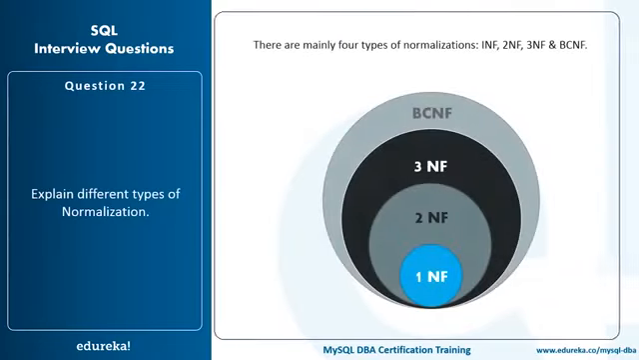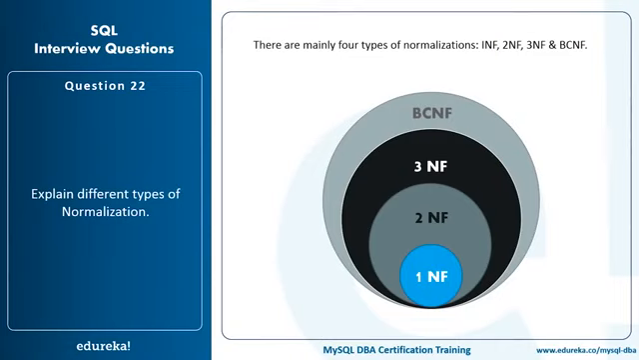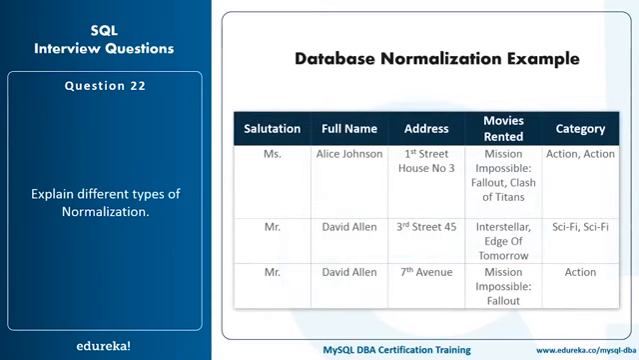So there are mainly four types of normalization, that is 1NF, 2NF, 3NF and BCNF. Now let me explain the different types of normalization with an example. So guys, this is the table that we're going to consider for the example. Now you basically have to apply normalization to this particular table. You'll clearly observe that there is Alice Johnson who has a particular address and has rented a few movies from a specific category, and the category action is mentioned twice over here. Similarly, David Allen's address has been divided into two different records, and the movies rented and the categories have also been divided into two different records, right?